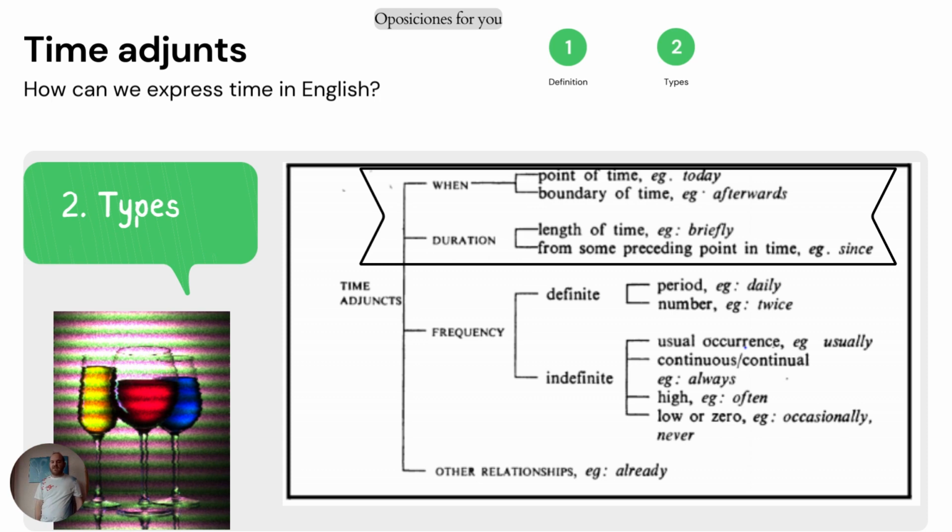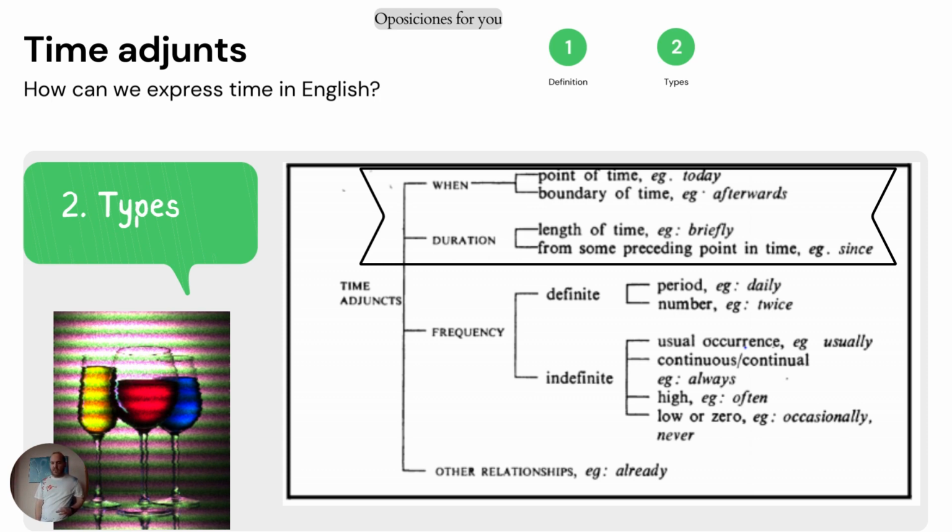The other type is duration from some preceding point of time, such as things haven't become any better lately, or I have been waiting for the books to be delivered ever since I came to this apartment. These adjuncts convey the duration of an event or action in relation to a preceding point in time.